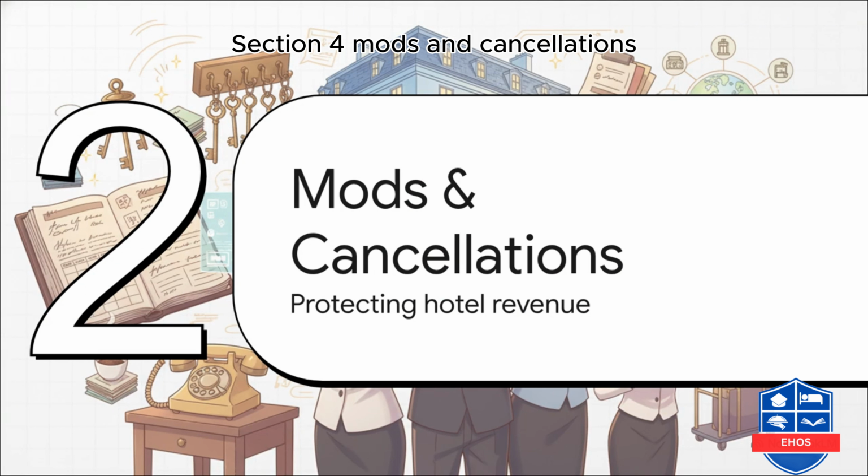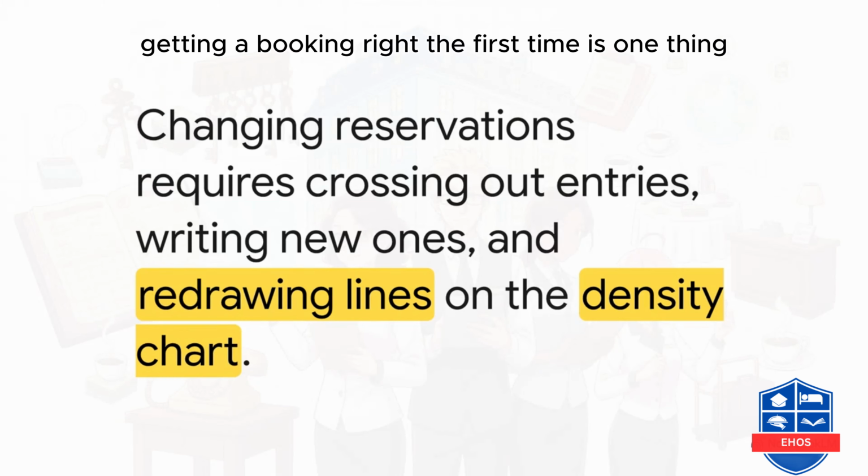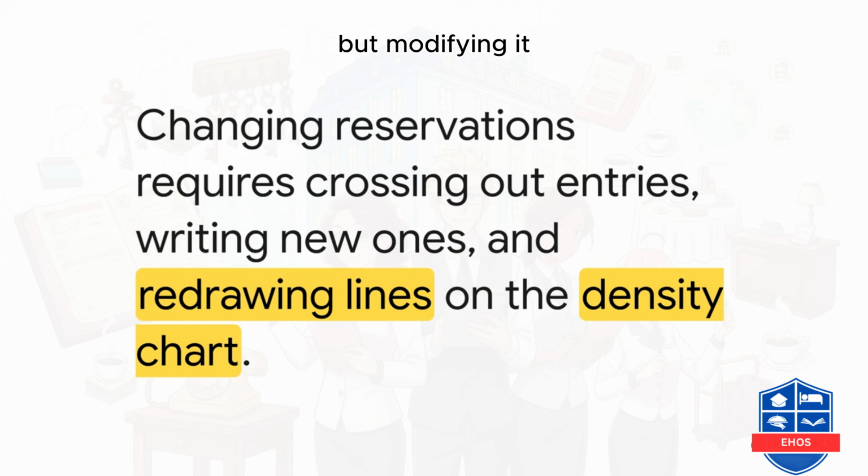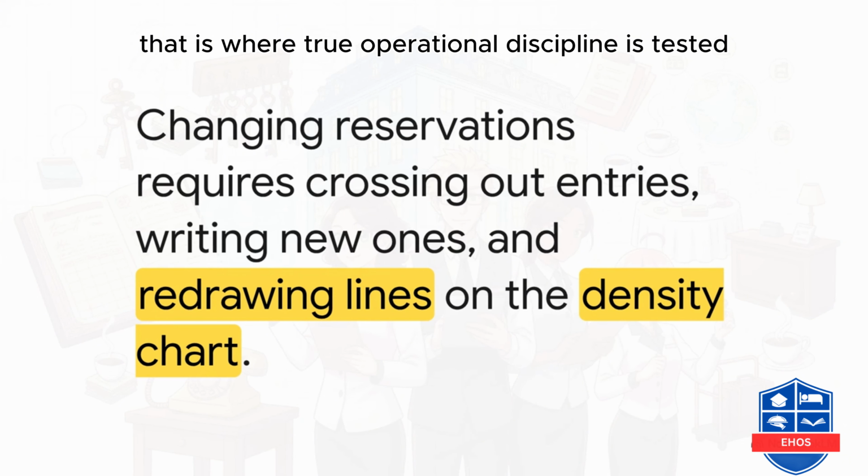Section 4. Mods and Cancellations. Protecting Hotel Revenue. Getting a booking right the first time is one thing, but modifying it? That is where true operational discipline is tested.